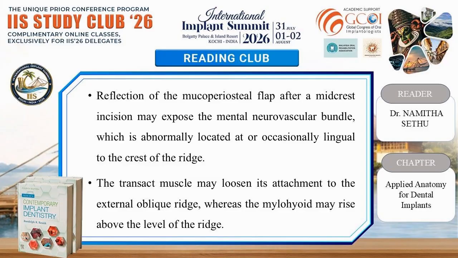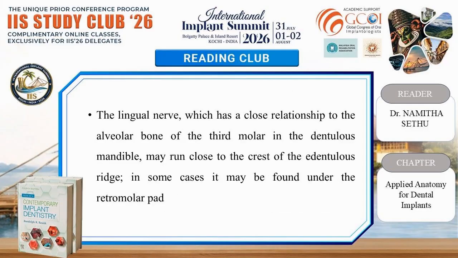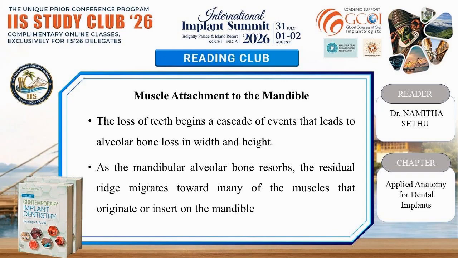The buccinator muscle may loosen its attachment to the external oblique ridge, whereas the mylohyoid may rise above the level of the ridge. The lingual nerve, which has a close relationship to the alveolar bone of the third molar in the dentulous mandible, may run close to the crest of the edentulous ridge. In some cases, it may be found under the retromolar pad.